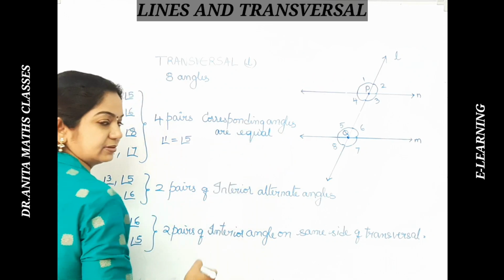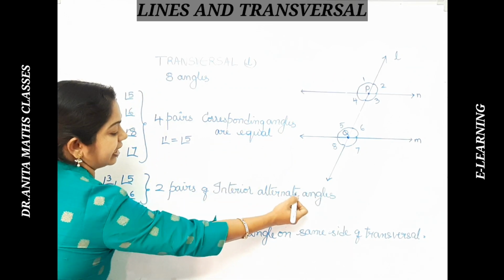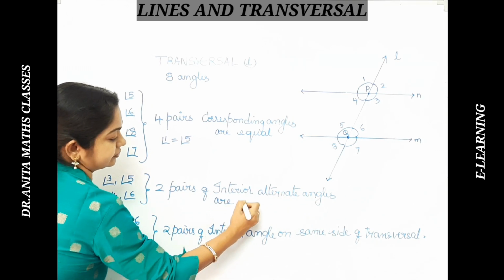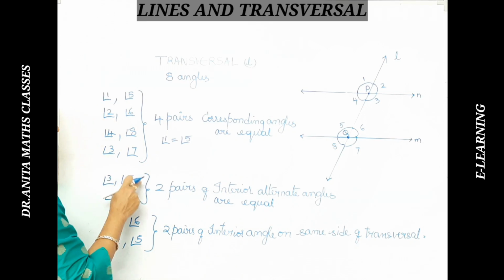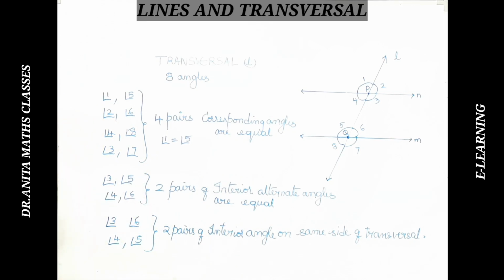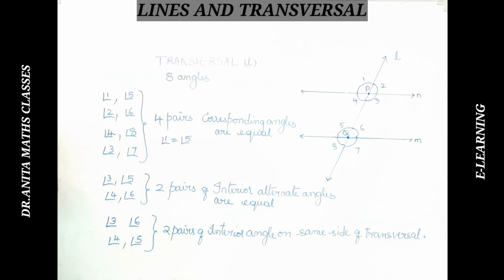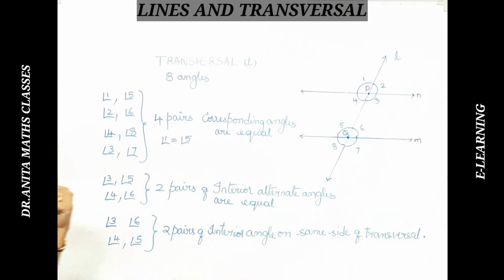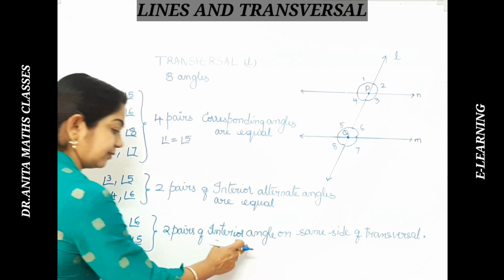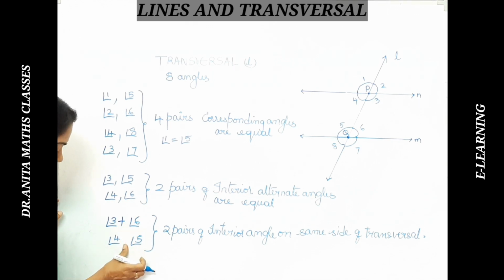Okay, and the axiom also says that two pairs of alternate angles are equal. So if one angle is given, the other angle we can find, because they are interior alternate angles. This is an axiom. And two pairs of interior angles on the same side of the transversal are not equal, but their sum is equal to 180 degrees.